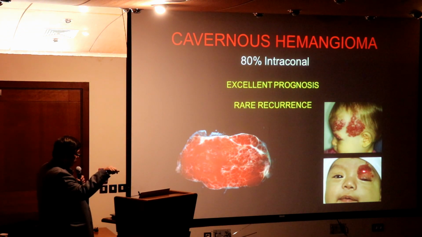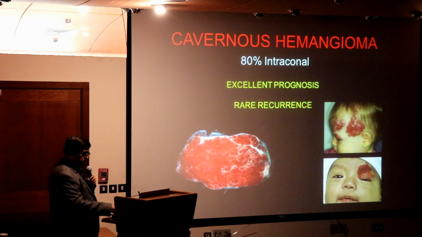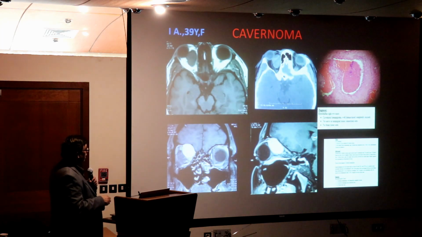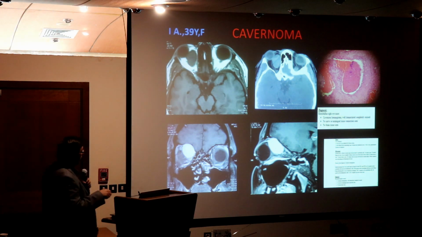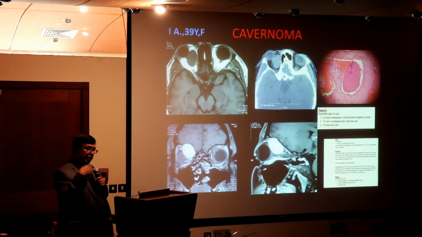They may have these skin changes in children. Yes, but sometimes they are associated. This is capillary hemangioma, true, but sometimes they are associated. And they have excellent prognosis because they are well contained, well capsulated. This is a cavernoma of this patient of mine, a 39-year-old female. This is the histology, cavernoma. So every case we put has been surgically operated upon and histologically confirmed.